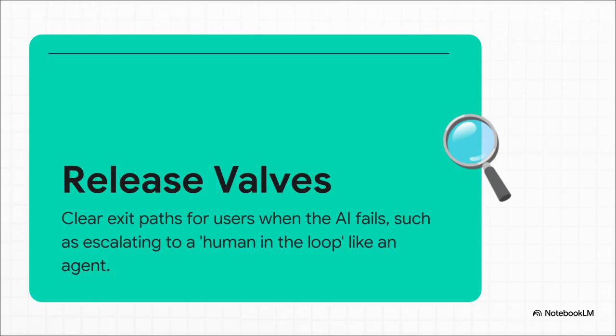And finally, number 5, we have release valves. Super important. These are just escape hatches. When the AI is just not getting it and the user is getting frustrated, there has to be a way out. The perfect example is when you're arguing with an airline chatbot and it finally says, "Would you like to speak to a human?" Yes! In a classroom, imagine an AI math tutor that's just going in circles. A good release valve would be a simple button, "Get help from my teacher."